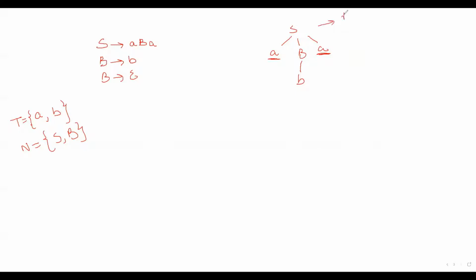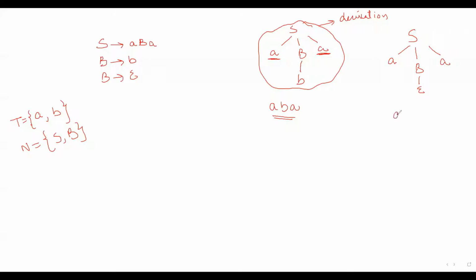This is a derivation tree. Derivation tree for which string? Which string has it generated? It has generated a, b, a. So this is a derivation tree for generating this particular string, or we can say this particular sentence. Now I can make another derivation tree as S gives A, B, A. Now instead of B giving a small b, I will write epsilon. Then which string will I be generating? a dot epsilon dot a. That will be aa. So this is the derivation tree for this particular string.